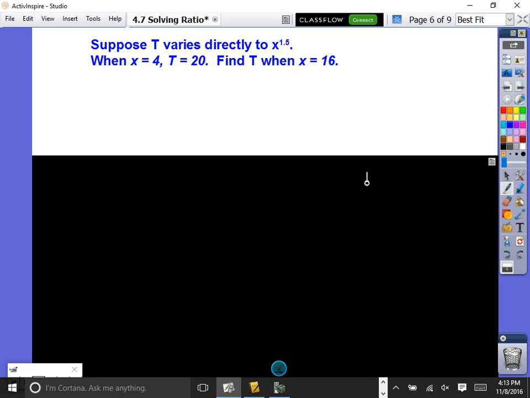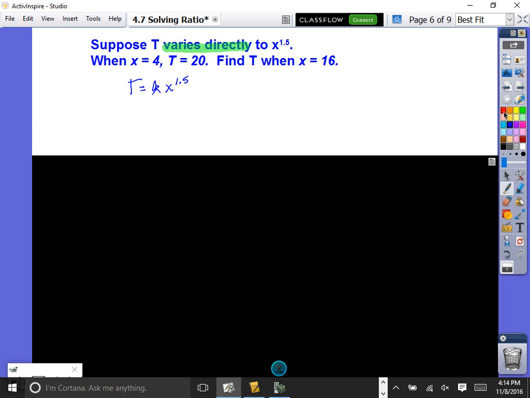So our first problem today says, suppose t varies directly to x to the 1.5. Varies directly is our key words. Those would be our verbs. So we would have t equals k times x to the 1.5.